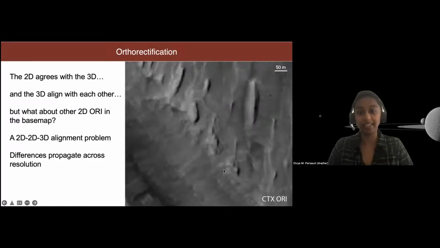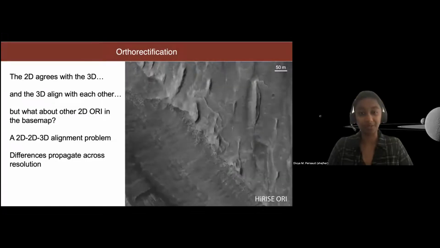They don't look great. They look like they're actually viewed at slightly different angles. Some of these layers are shifting around. Some of these features are shifting around. So if the 3D agrees and the 2D agrees with the 3D, but the 2Ds don't agree with each other, you have this weird sort of mix of alignment problem between the 2D and the 3D, if you follow me.